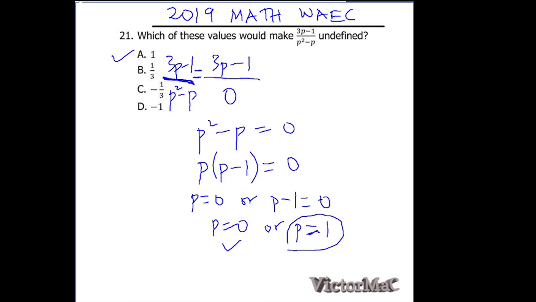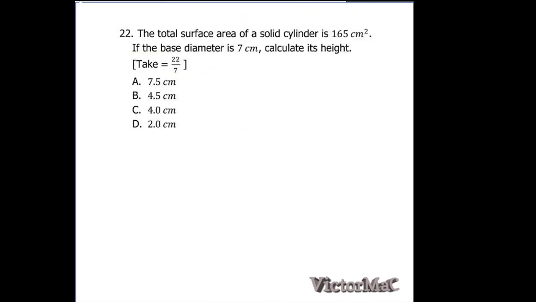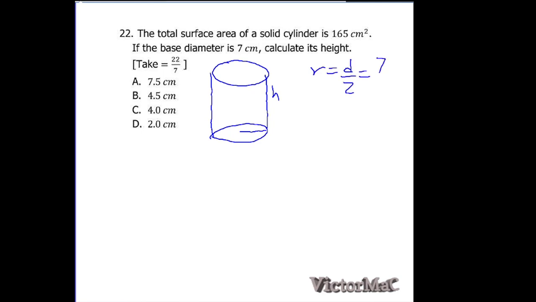Alright, number 22. The total surface area of a solid cylinder is 165 centimeters squared. If the base diameter is 7 centimeters, calculate its height. This is a question under mensuration. If we have a cylinder like this, we're to find this height, where the radius is simply obtained by dividing the diameter by 2. The diameter is given as 7, so the radius here is 7 over 2.